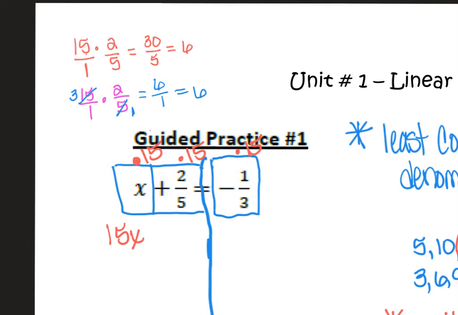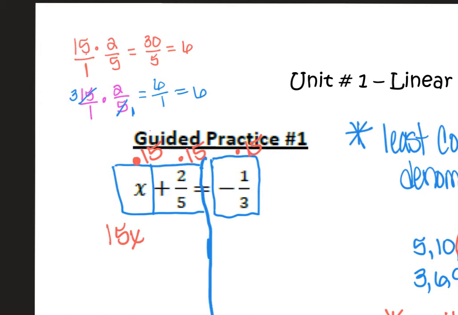Okay? So we're going to do that same process, but without having to write all of this out. So the way we're going to do this is we're going to look at this 5 right here and the 15 here, okay? And I'm going to say, okay, how many 5s go into 15?